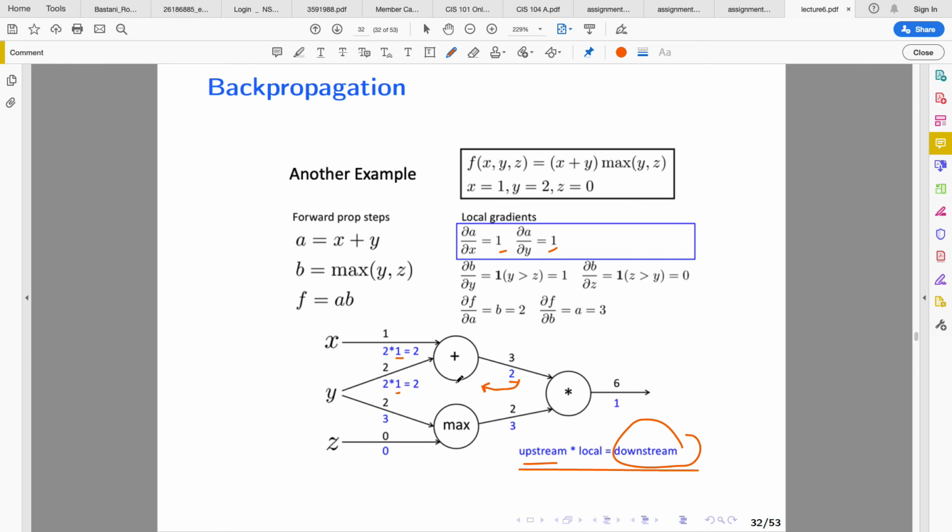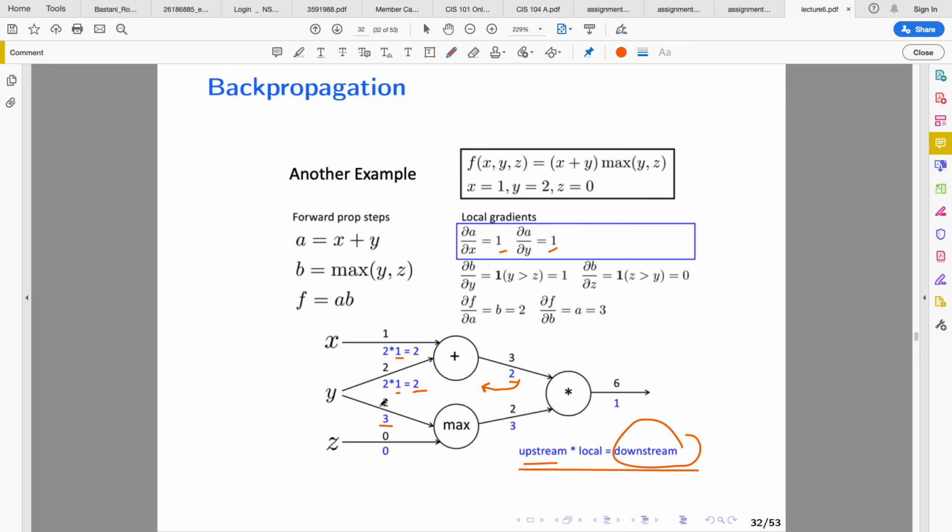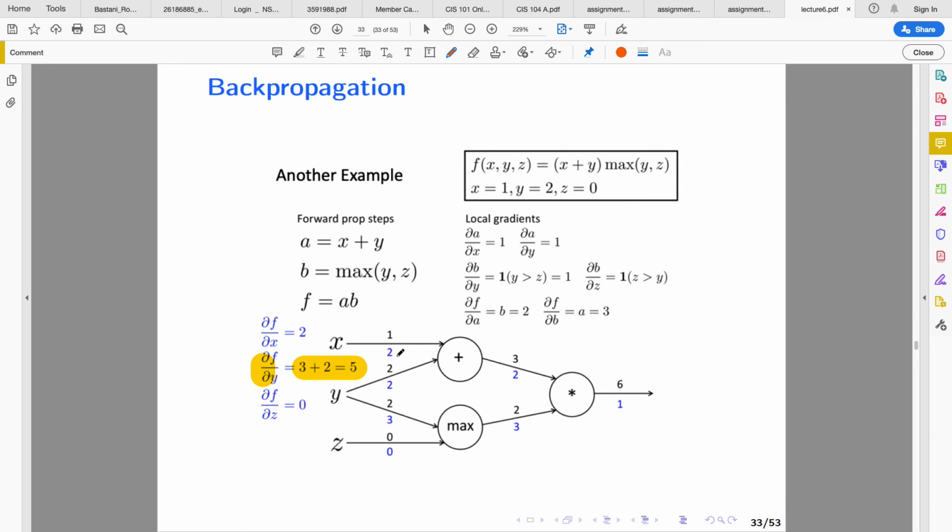At the end of the day, here we have 2 for y and 3 for y. Because y has 2 edges, we sum up, just like having 2 pipes that link into a particular bowl. So y gets accumulated and it gets a 5. z is 0 and x is 2. So 2 replaces 1 for the value of x, and 5 replaces 2 for the value of y. 0 replaces 0, which means z does not change, so z is still 0.